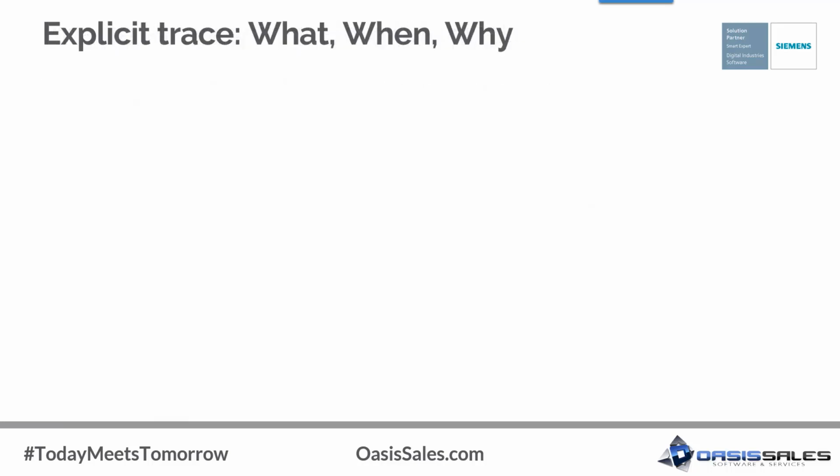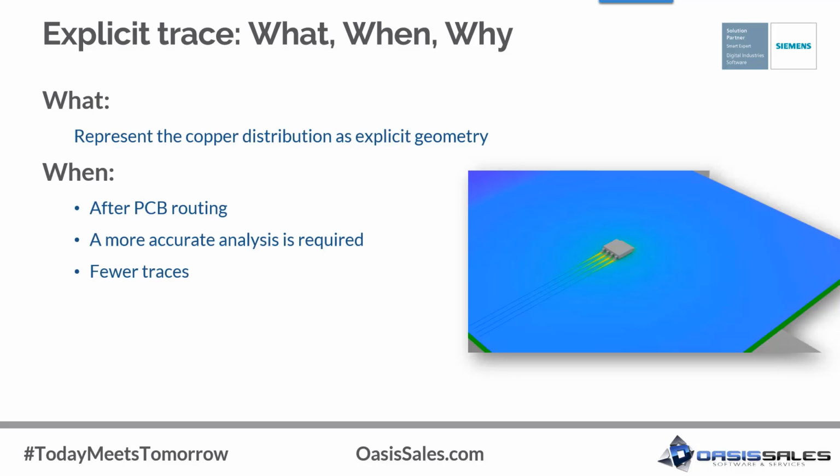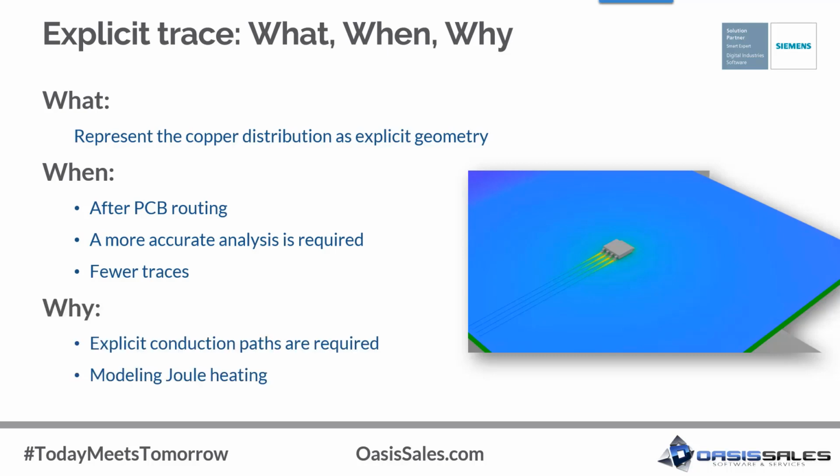The last method for representing the traces in a thermal model of a PCB is explicit trace. This involves the trace being represented as explicit geometry and not effective thermal conductivities. Like image processing, this method would only be used after PCB routing, later in the design process. This method would provide the most accuracy over any of the other methods discussed. When there's less copper in the PCB, for instance for a detailed IC characterization, this approach would be recommended. This method is used in situations where explicit conduction paths are required for accuracy, or to model Joule heating.